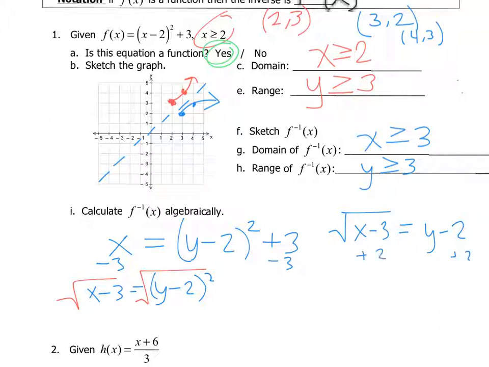I always like to put my 2 out front because it doesn't get lost under the square root. And then your last step should always be write it in inverse notation. So that was f of, wait.